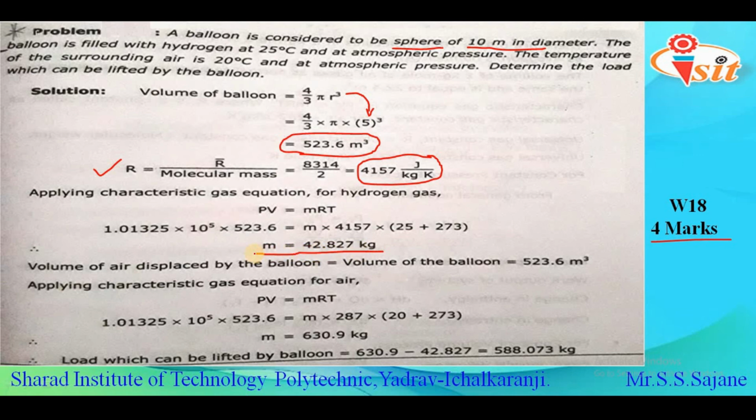Now we have obtained the mass of hydrogen gas. After this we will again use the same characteristic gas equation, PV = mRT, for determining the mass of air. When we are substituting all the values, we should take care that we are not substituting the value of R equal to 4157, which we calculated in the earlier steps, because we are determining the mass of air. For this purpose we will substitute the characteristic gas constant equal to 287, which is the standard value for air.